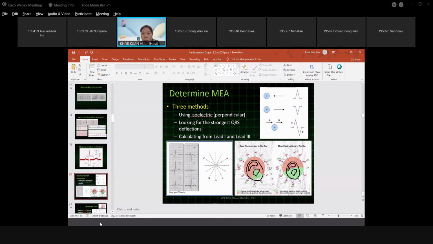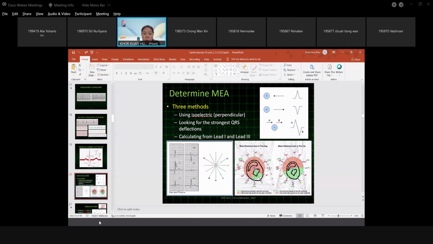So you just use isoelectric. You look for the lead that is very flat. So it's this one, no? This one is in AVL. So perpendicular to AVL means 90 degrees to AVL. So it's this one, no? Okay, lead 2.